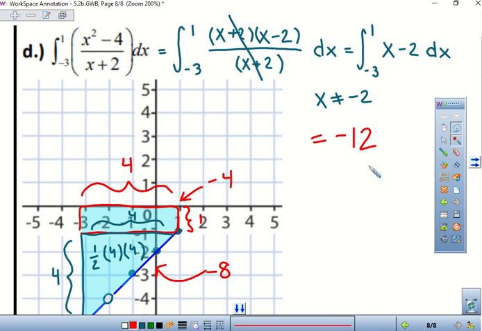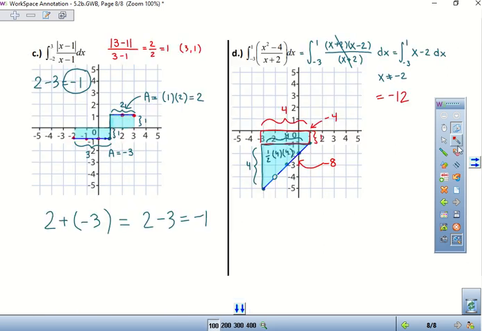Make sense? Hopefully? Any questions about it? Okay. Don't get too hung up on the step function.